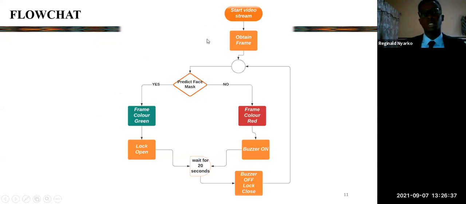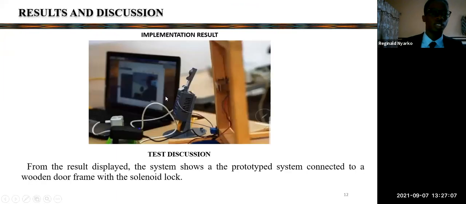So for the flowchart, what happens on the system is whenever each frame is passed through the AI model, and the AI model is able to predict whether the person is with the face mask, as long as it's with confidence above 60%, it opens the solenoid lock. And if it's below that, or it's not sure whether or not the person is with a face mask, the solenoid lock remains locked.